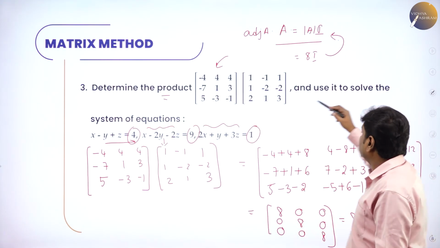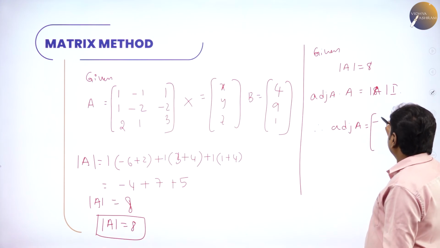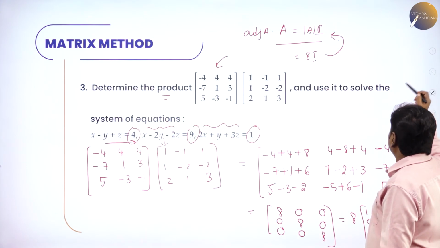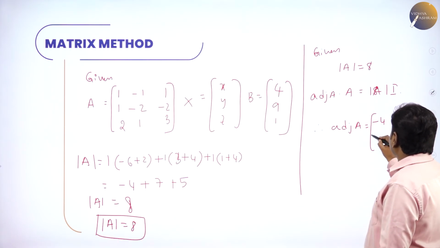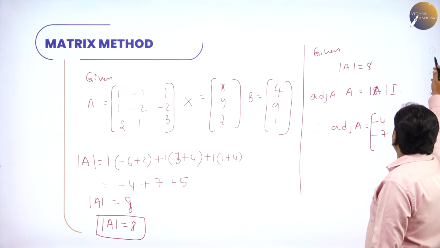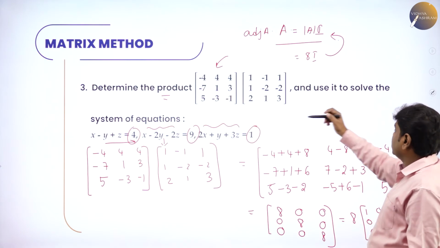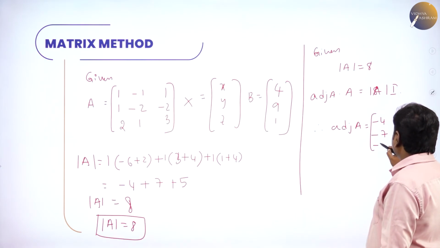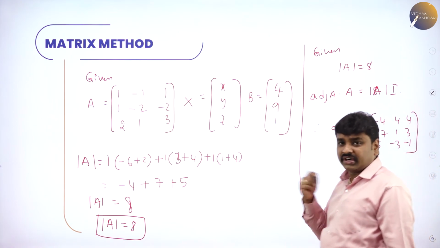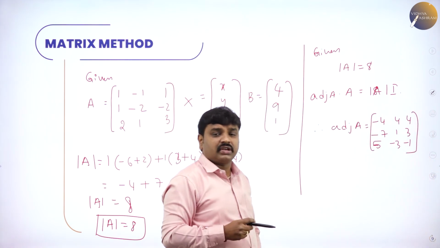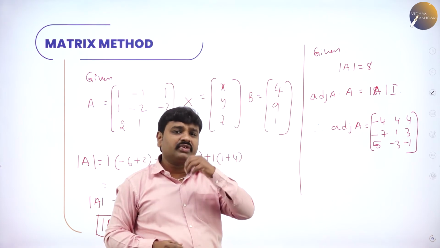Minus 4, 4, 4, then minus 7, 1, 3, then 5, minus 3, minus 1. Now you have the adjoint with you, and you have the determinant with you. So directly we can see, earlier we used to find the adjoint, but now we need not find it.